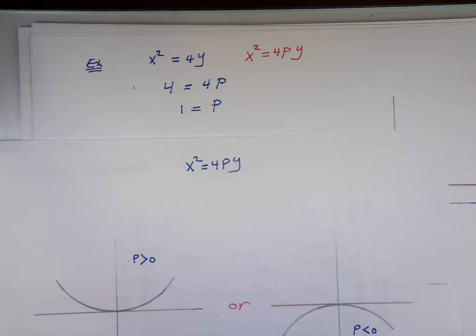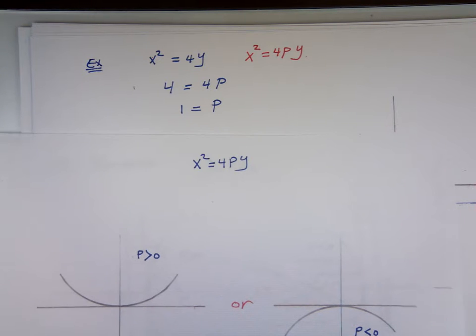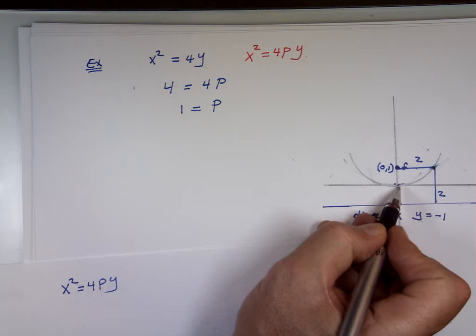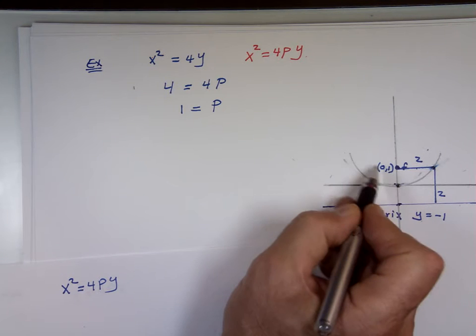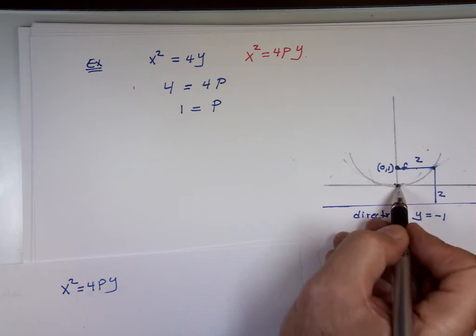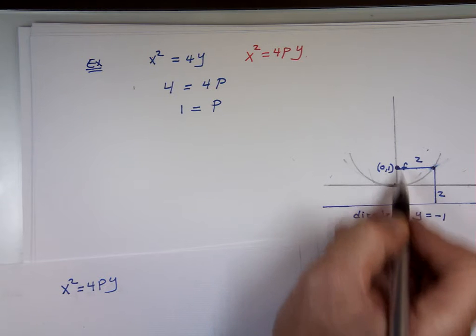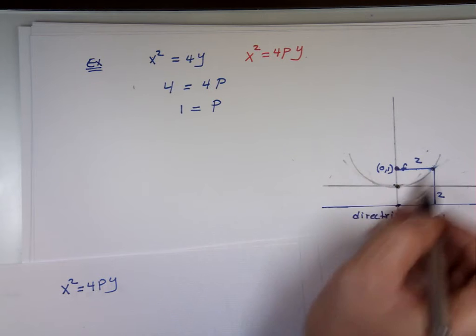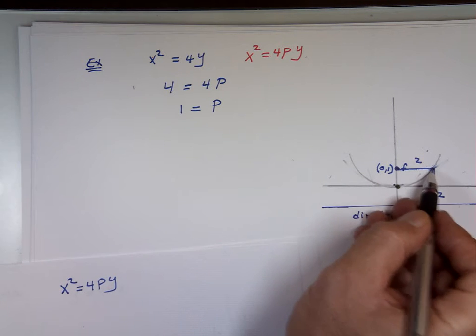So once I have that, I know my graph is going to open up. And I know the vertex, the focal point, by the way, at the origin, that's the focal point, (0, 1). My focal point is (0, 1). Directrix is going to be 1 unit below that. So that's 1 unit above, and this has to be 1 unit below that. And that's my graph. It looks like this. Why that? Because that's 2 units this way, 2 units down that way.